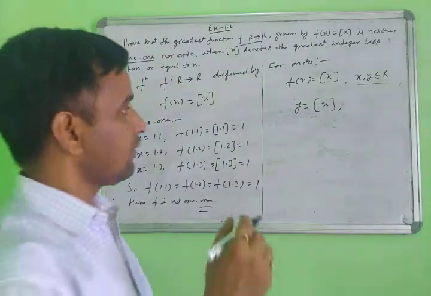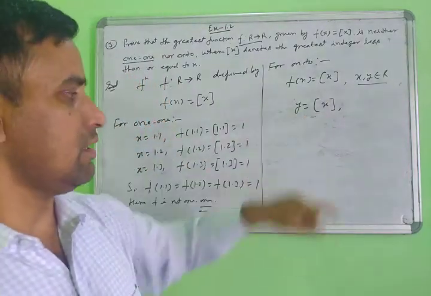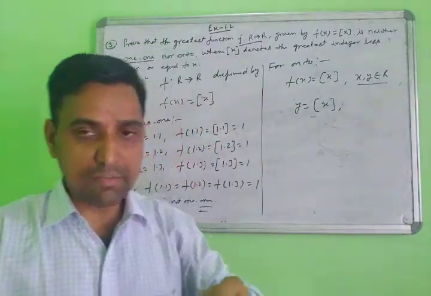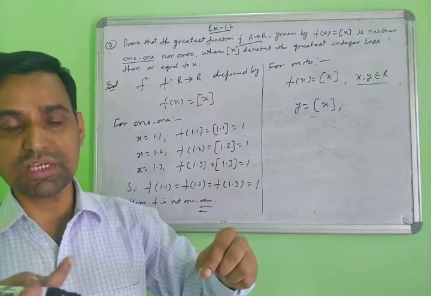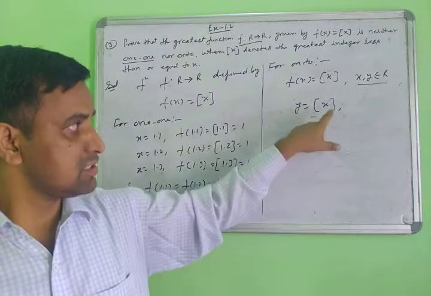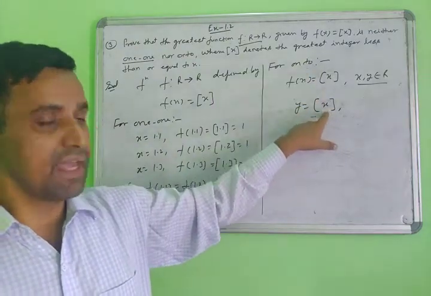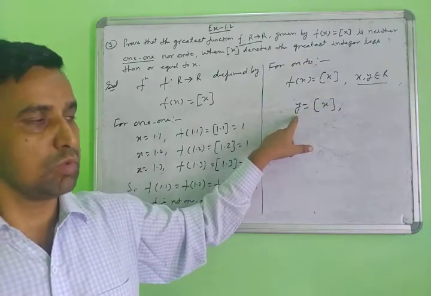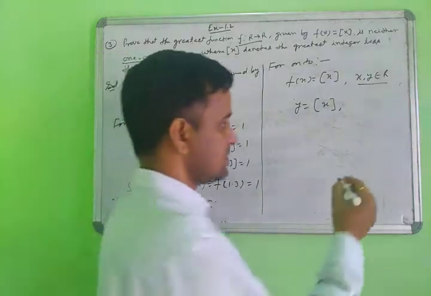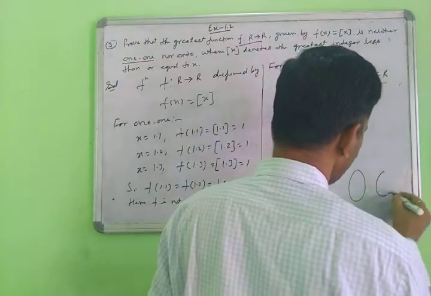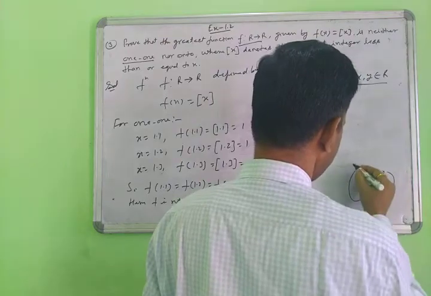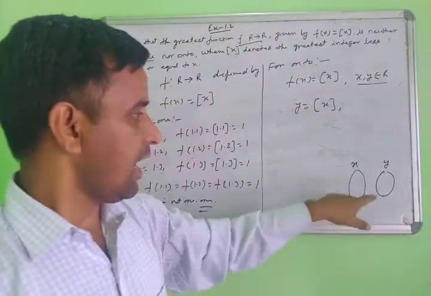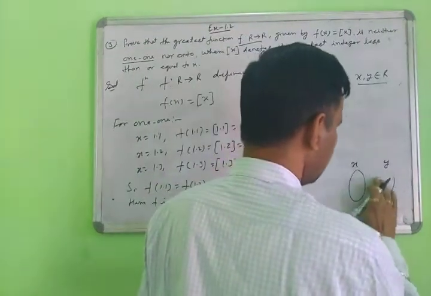Suppose the domain has every element. Onto means every element of the codomain has a pre-image in the domain. This is onto. Onto means every element of the codomain has an image in the domain. Suppose this is the domain x and this is the codomain y.